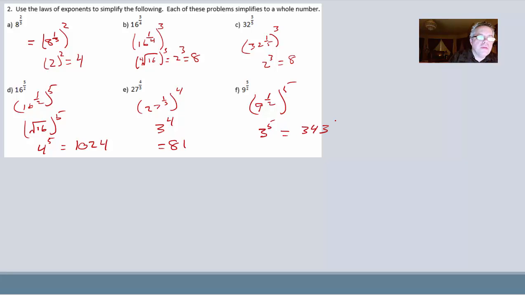Okay, so in the first problem, when I was just writing it as a square root, it was helpful to put the fraction on the outside. On these, when I'm simplifying these problems, it was helpful to put the fraction on the inside. So it kind of depends on the problem.